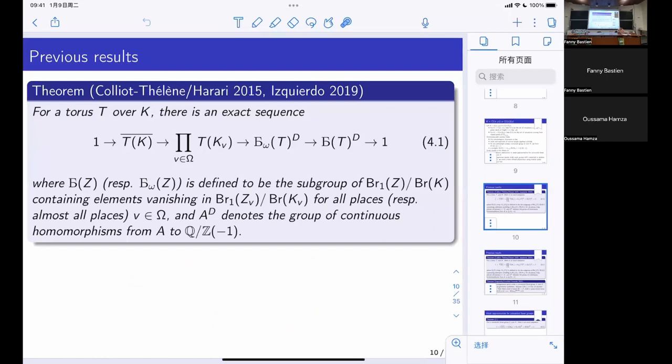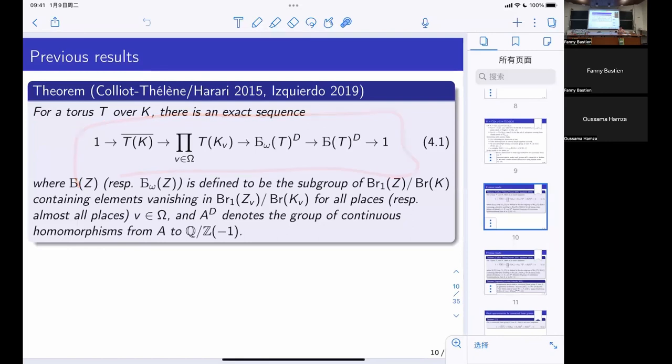Okay, so here there's a known result of Colliot-Thélène and Harari. This is the problem of weak approximation, which means that we want to describe the closure of the set of global points. So they give a very explicit exact sequence which tells you exactly where they lie.